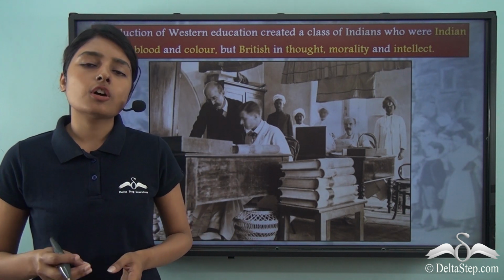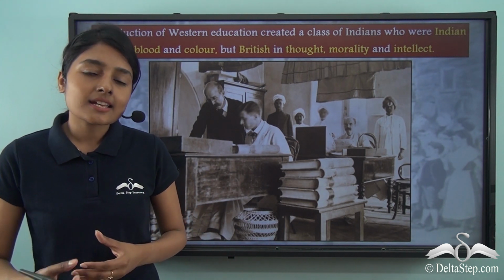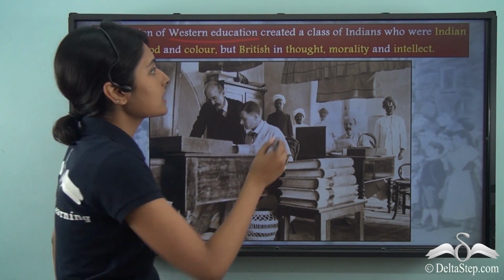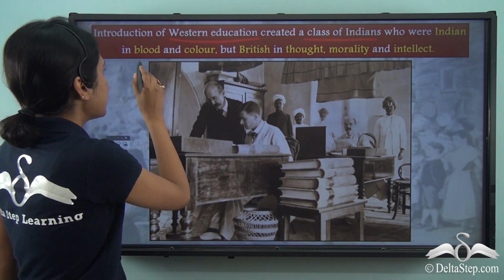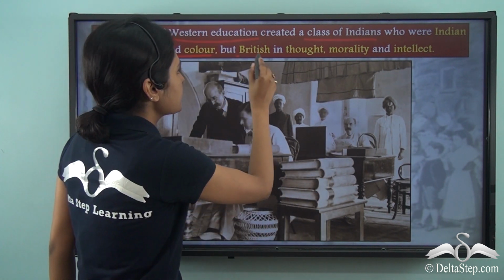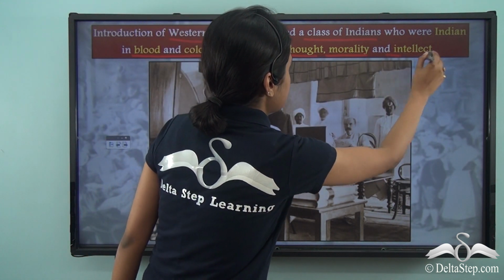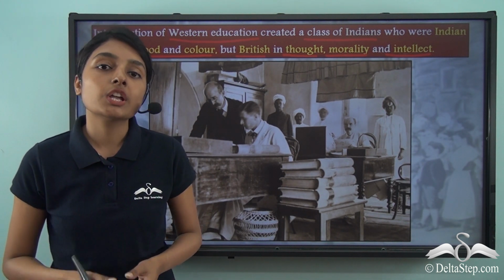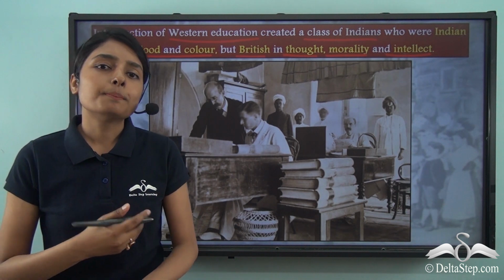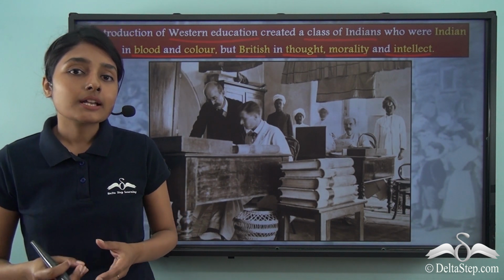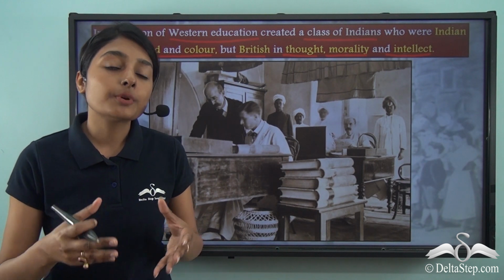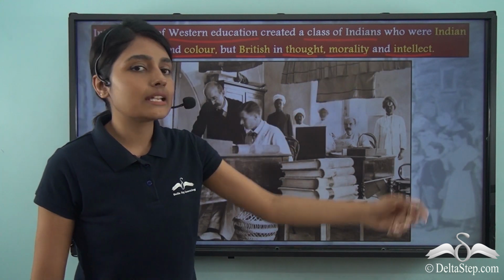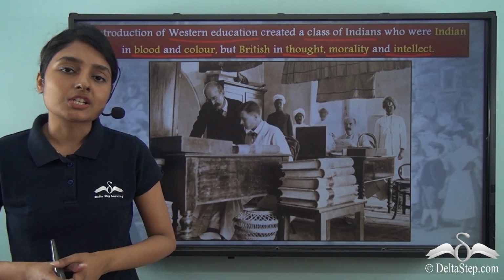Because of this introduction of Western education, of this Anglicized version of studies, this created a class of Indians who were Indian in blood and color, but British in thought, morality and intellect. So these upper class or middle class people who could afford Western education were in blood and color Indians, but their minds were filled with British ideas, with Western education. So in their thought, morality and intellect, they were entirely British.